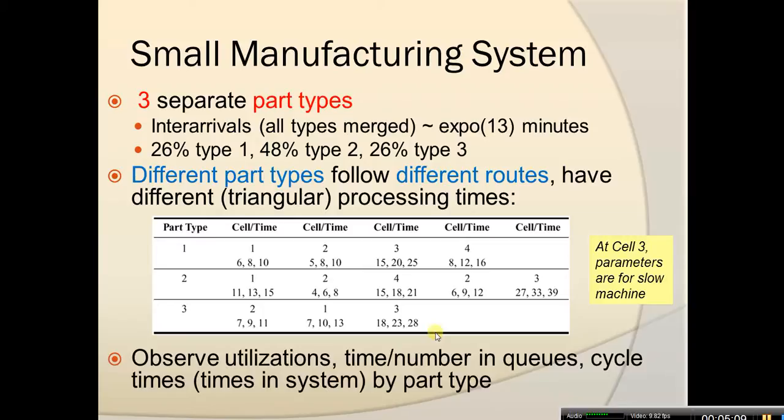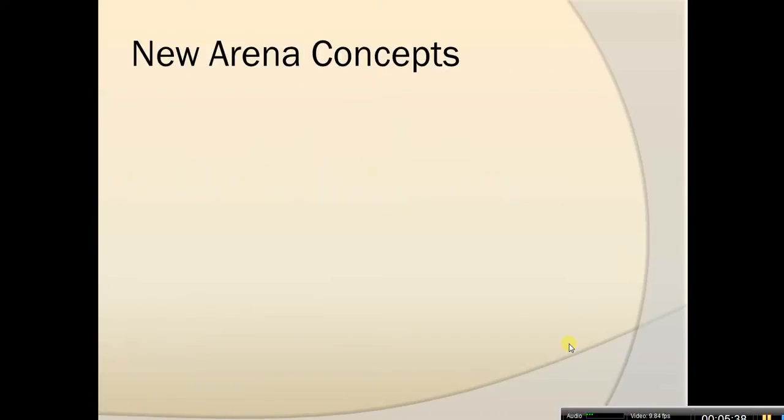We want to observe utilizations, times and numbers in queues, and cycle times, also known as total times in the system, by part type. Because we want to do that, one way is to define parts as specific entity types. And we will run this simulation for 32 hours.